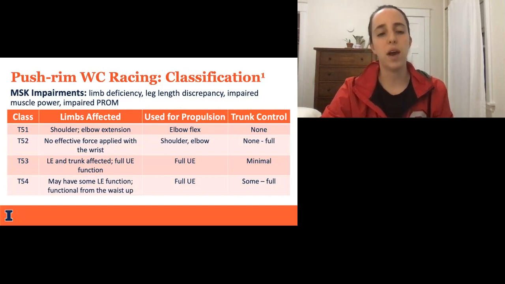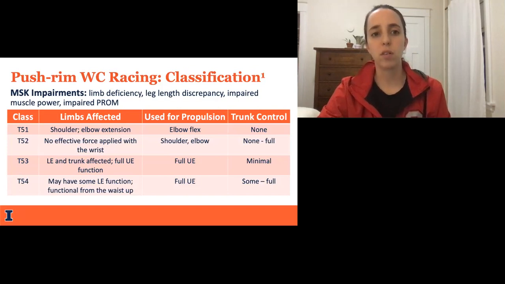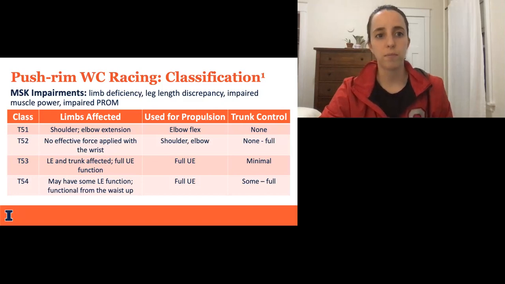A T52 athlete is basically an athlete that has no effective force applied with the wrist on the hand rim. So they're using their shoulder and elbow for propulsion, and they have anywhere from no to full trunk control. A T53 athlete is an athlete who has lower extremity and trunk affected, and they have full upper extremity function. So they use their full upper extremity for propulsion, and they have minimal trunk control.